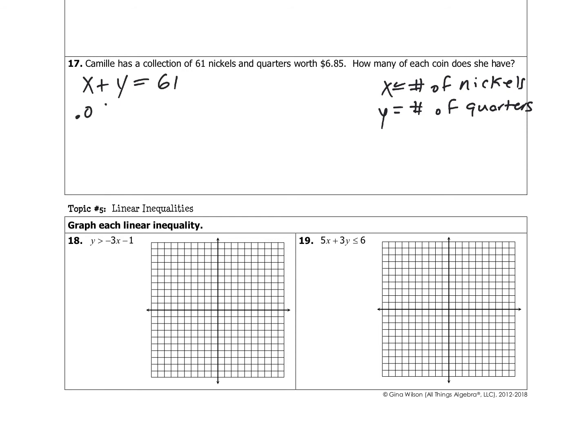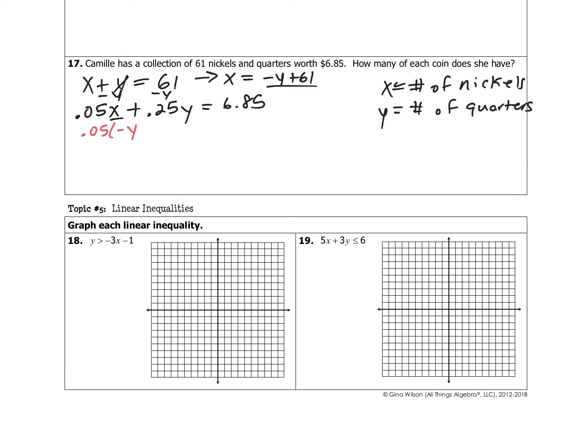So 0.05x plus 0.25y equals $6.85. Now, I feel like in this example we're going to do elimination. No, substitution. All right, so I'm going to solve for x, subtract y. So x equals negative y plus 61. Now I'm going to substitute what x equals for x in the second equation. And I'm going to use a different color.